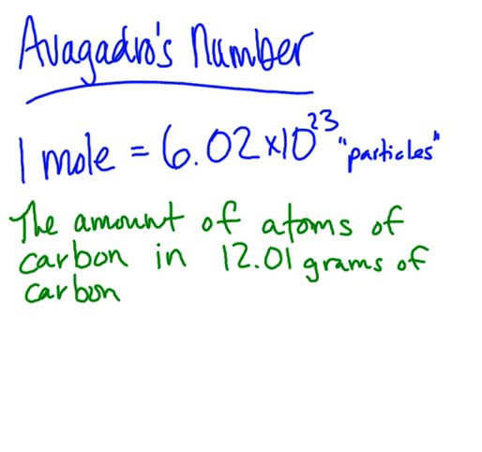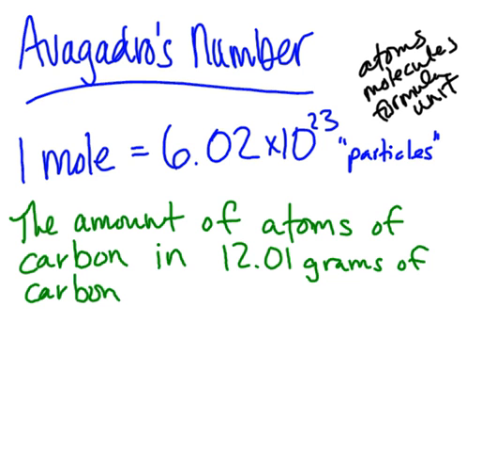So we'll go ahead and start with Avogadro's number. The number itself is 6.02 times 10 to the 23rd, and I put particles in parentheses and quotes. These particles can involve atoms, they can involve molecules, and they can involve formula units. Those are the three types of particles that I'm referring to, and I'll differentiate between the three of them later. And then one thing you definitely need to write down is the definition of a mole, which is the amount of atoms of carbon in 12.01 grams of carbon.